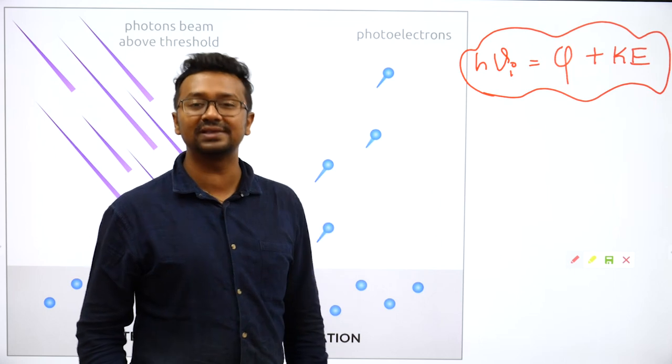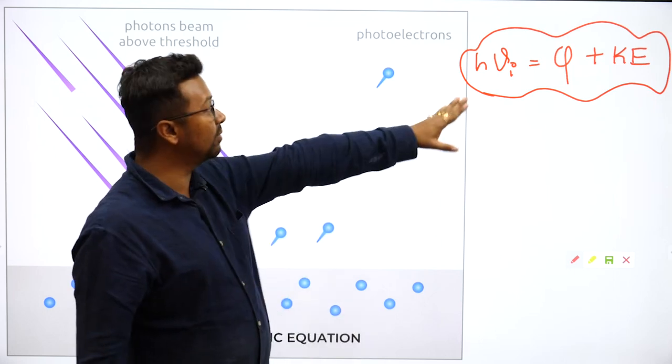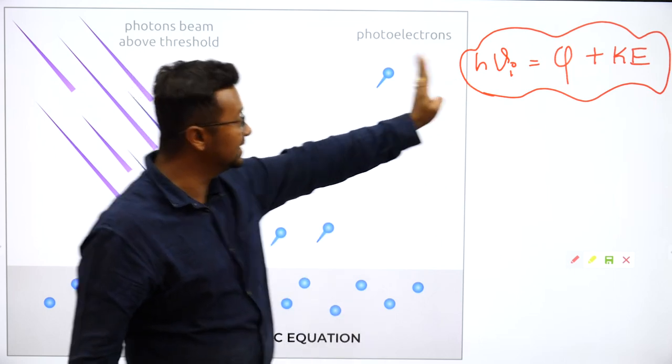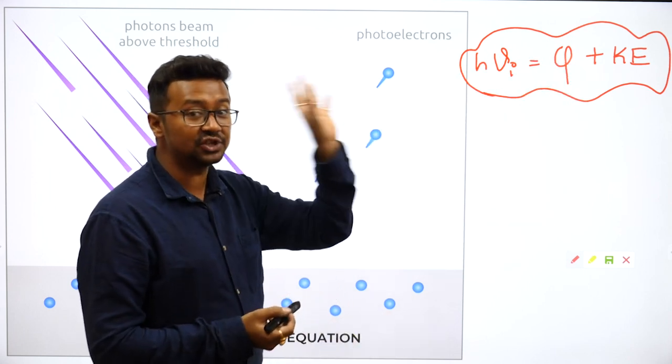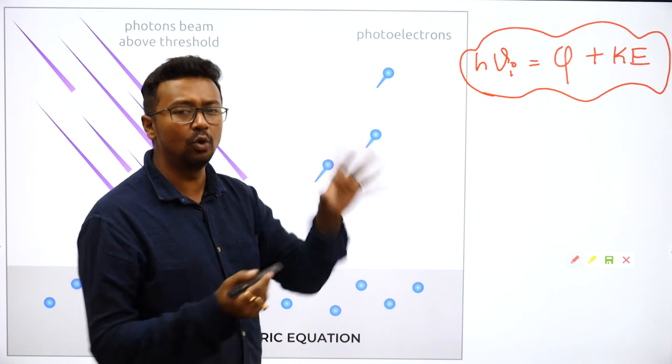Sare question isi formula se ho jata hai. So one and only formula which is very, very interesting is this. Clear? Now there are multiple ways of writing this particular formula. So let's just have a look at that. Let's spend some time before we can go to the numericals.